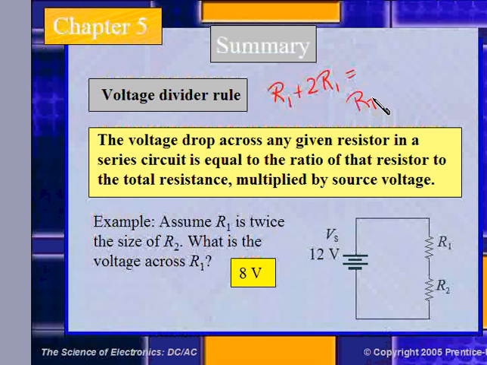So my total resistance is going to be 3 resistors, because this one's twice the value. Let's just, as an example, say this was 1,000, then resistor 2 would be 2 times 1,000 or 2,000, so my total would be 1,000 plus 2,000, or 3 times 1,000. So V2 is going to be 2R1 divided by 3R1 times 12 volts, so it's 2/3 of 12, or the R's cancel. 2 times 12 is 24, divided by 3 is 8 volts.